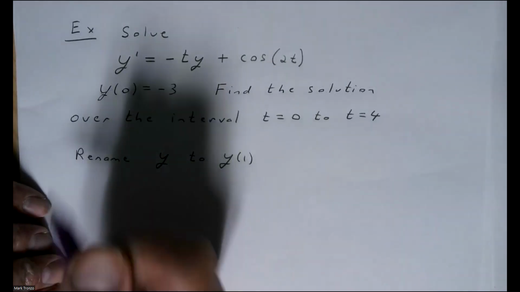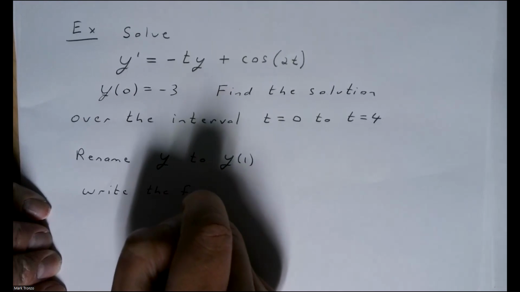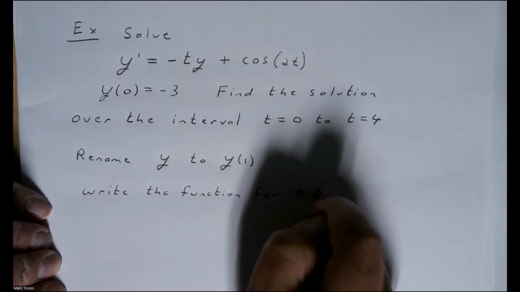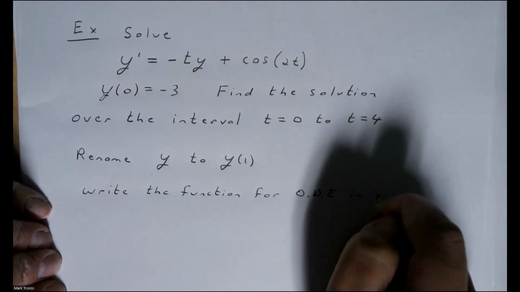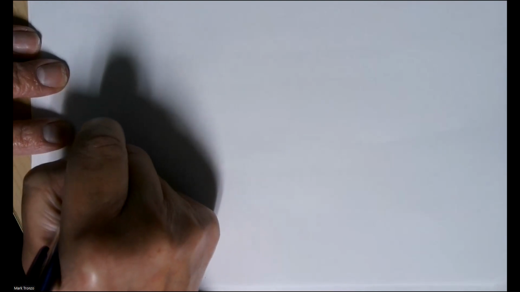Next, we're going to write the function for the differential equation, the ordinary differential equation, in MATLAB. Let's go ahead and do that. Our function will look something like this. The function is going to go at the end of our code, but I'm just going to write it here, towards the middle of the paper. It's always going to take this form: it starts with function, and then it'll have an end.